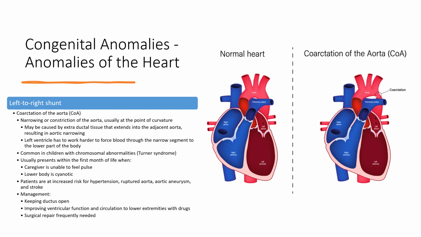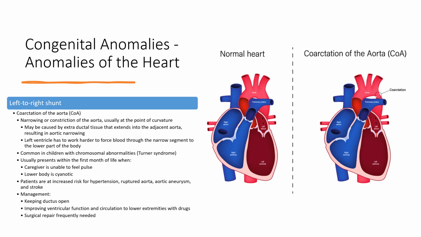Blood comes in and goes through. However, there's this backflow into the left ventricle from blood flowing up but not being able to flow out much, because there's a ton of systemic resistance due to that coarctation. So it's a constriction of the aorta, usually at a point of curvature, maybe because extra ductal tissue extends into the adjacent aorta. That ductus arteriosus area is usually a common reason for that.